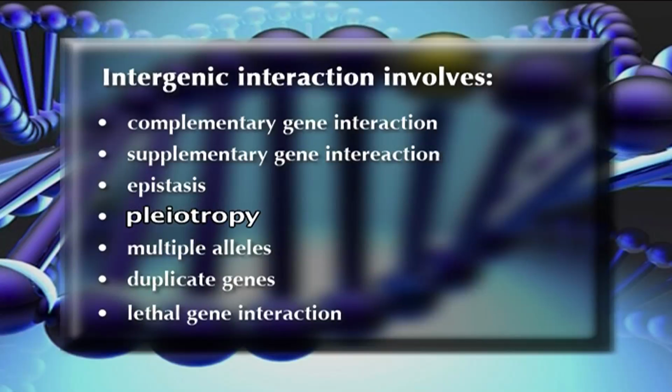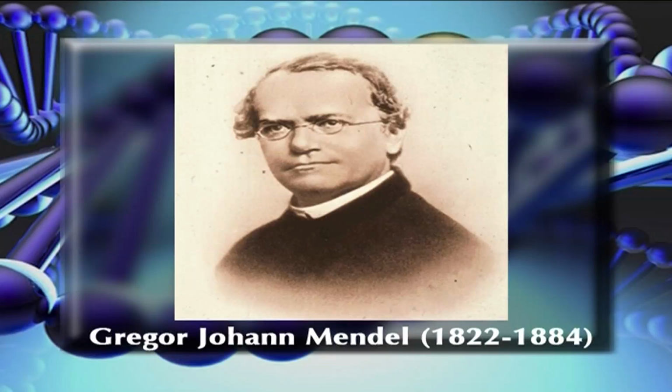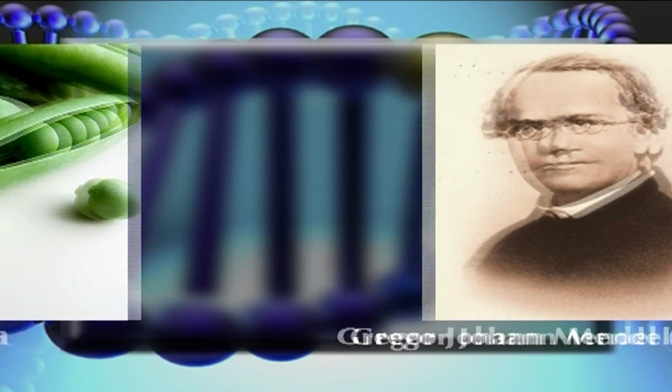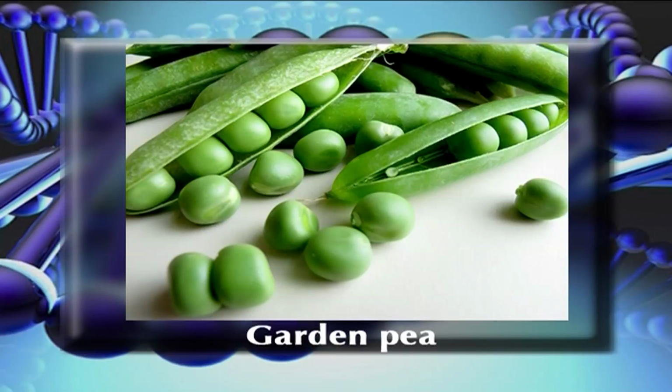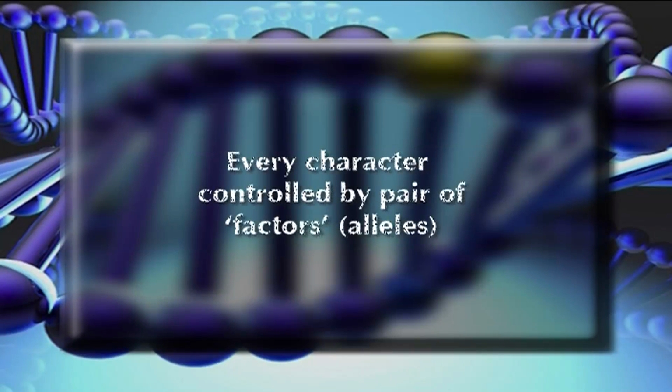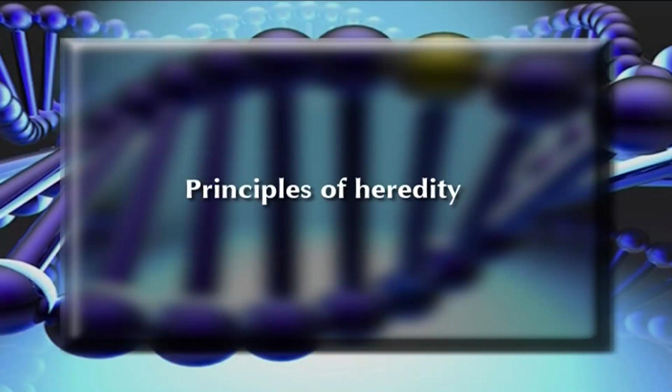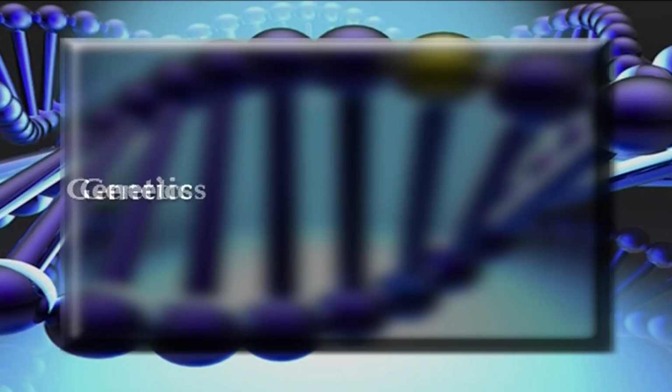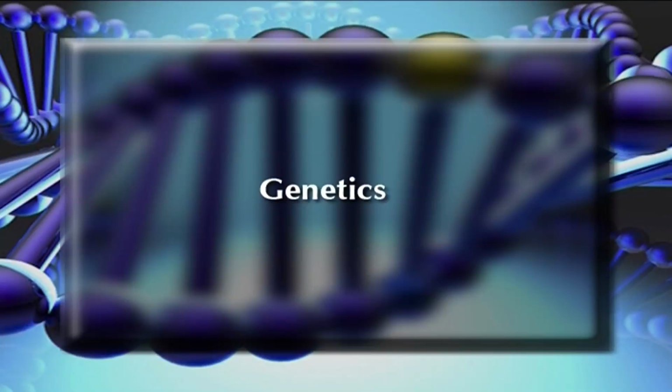interaction. It was Gregor John Mendel, 1822 to 1884, who performed experiments with garden pea and came to the conclusion that every character is controlled by a pair of factors and laid down the principles of heredity, which in turn has laid the foundation of genetics.